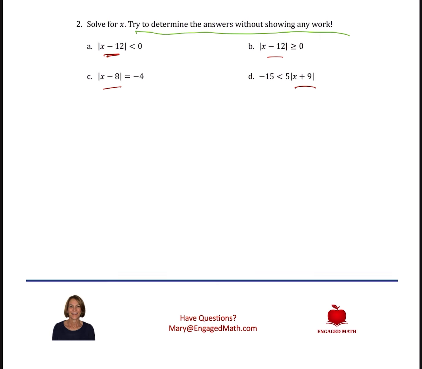So we can use logic because we know that the absolute value of absolutely anything, so I'm really exaggerating here, but the absolute value of absolutely anything must be greater than or equal to zero. The absolute value of anything is greater than or equal to zero.